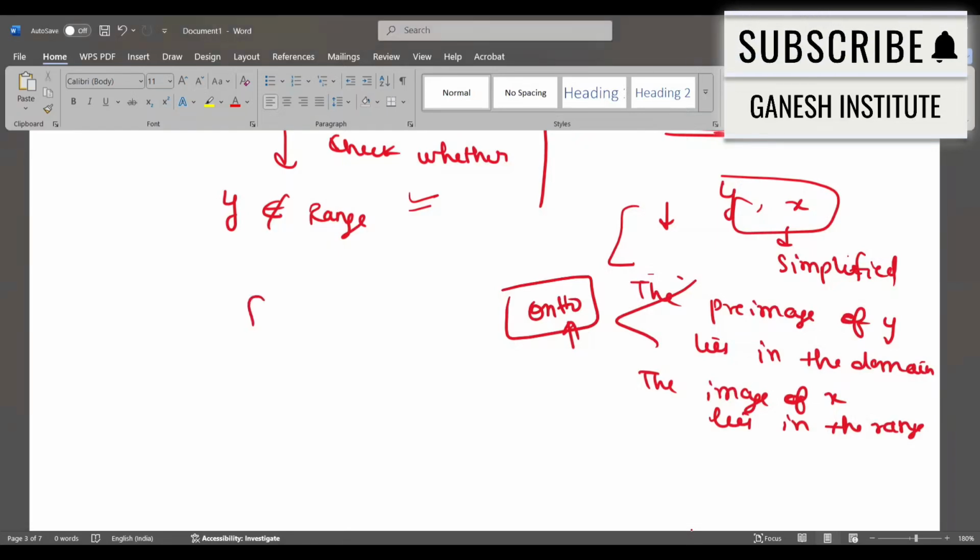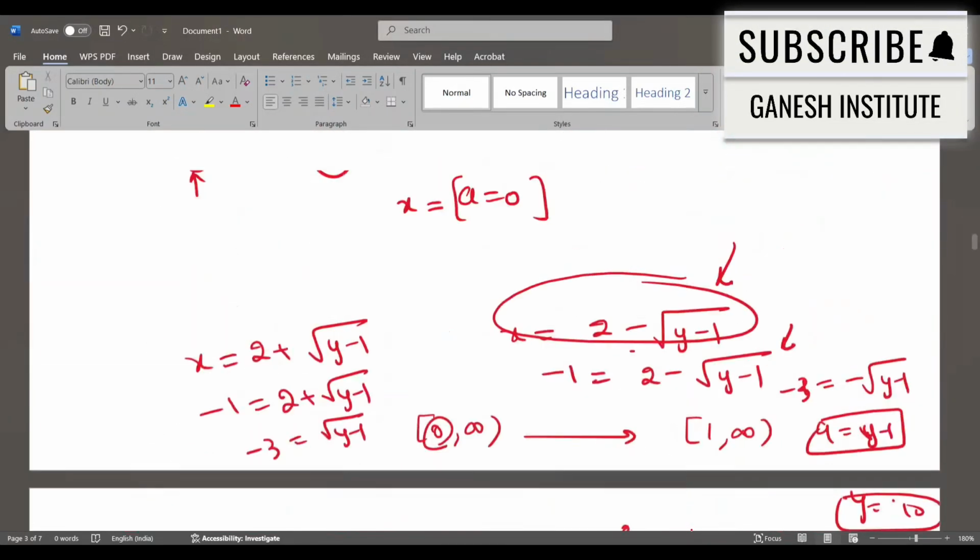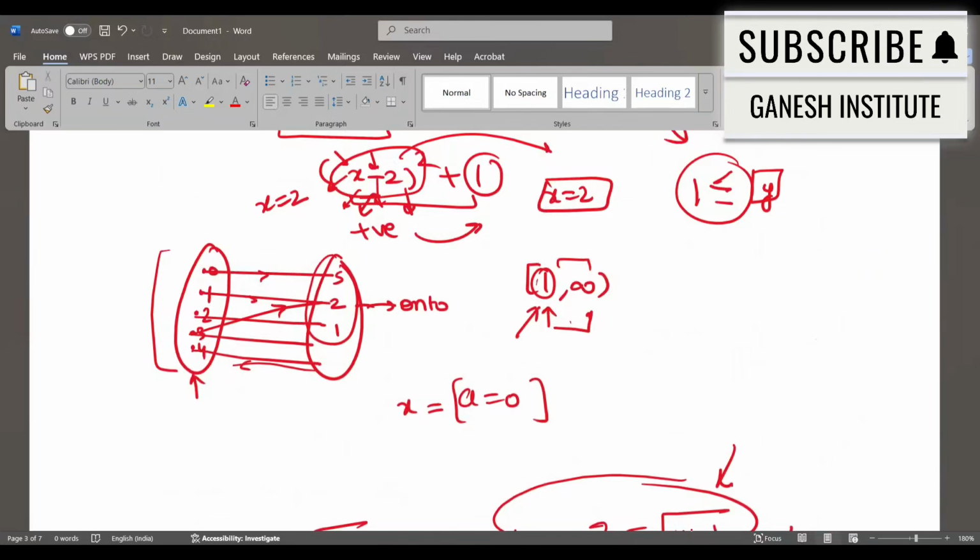Injective means, it's a one-to-one function. So what do you need for one-to-one? As in, one x should have another y value.